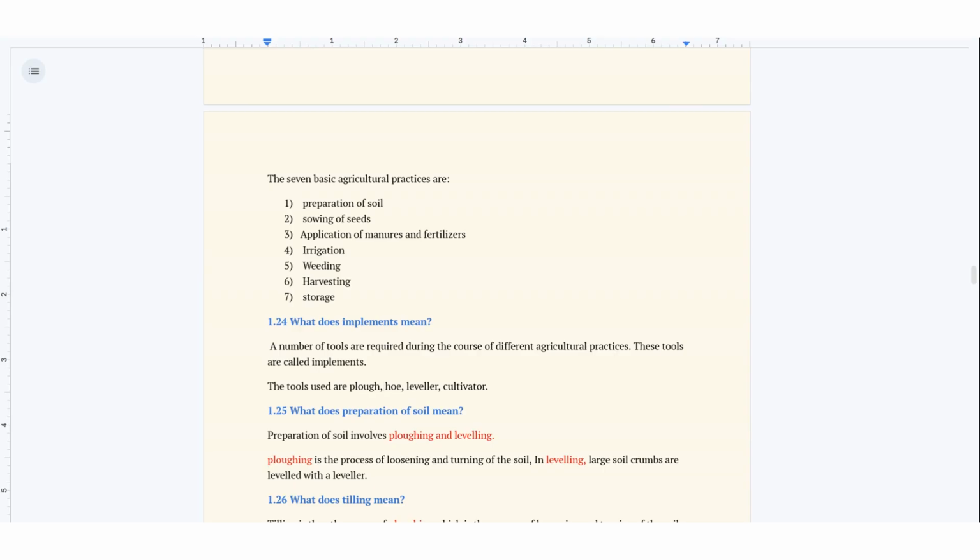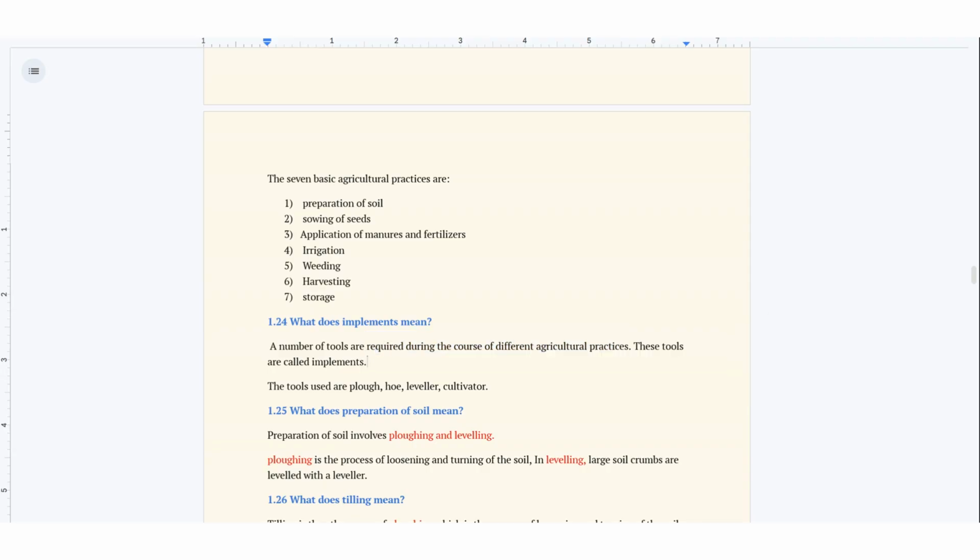Okay, so implements, again one more time. You just remember: required during the course of different agricultural practices. What are the agricultural practices? The seven practices we learned in the earlier topic. What are the tools used to get it done? Those are called implements.